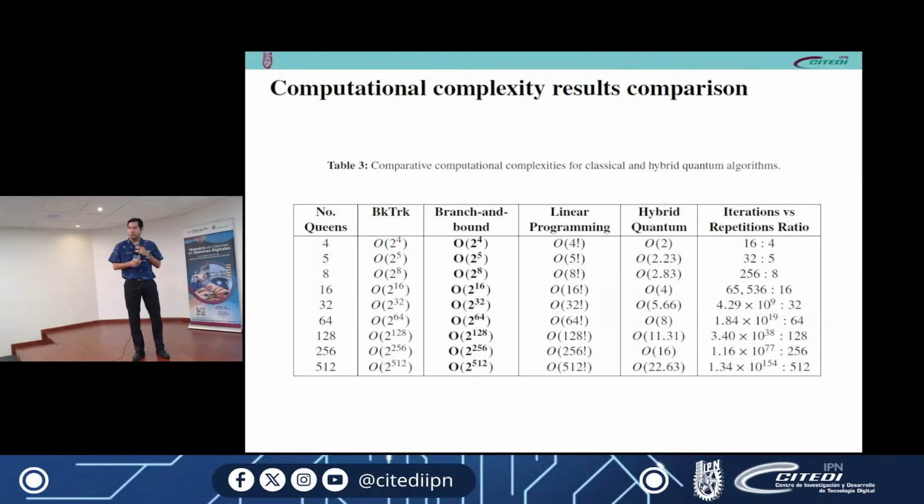And then when we talk about computational complexity, after computing, we can also estimate how the computational complexity would look, considering our quantum approach and the other classical approaches. And we can see here that the iterations versus repetitions ratio is very, very apparent, in which if we had 512 queens, this would be a dramatic comparison to other algorithms that have exponential complexity, for instance.